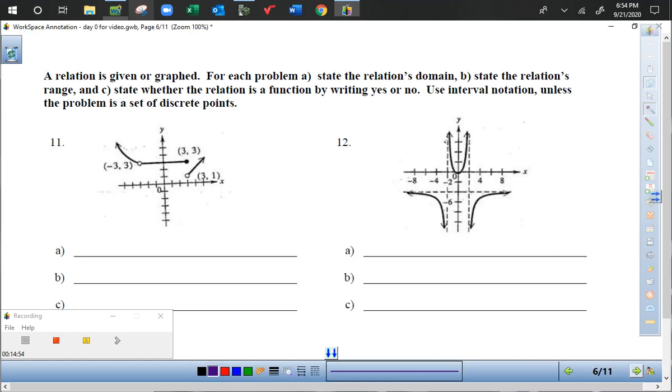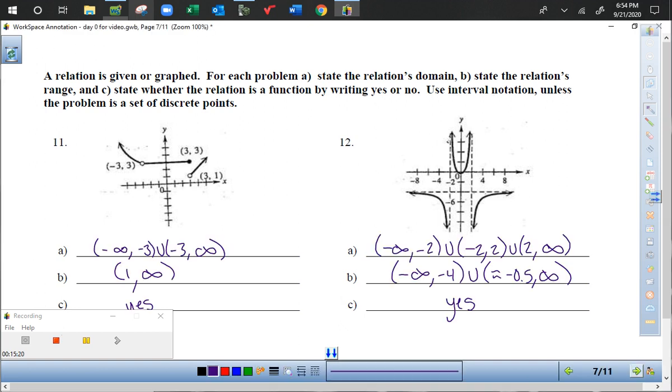The next 2 problems are probably the hardest parts on this practice worksheet, but I do want to have you pause the video here and see what you can do, because if you can handle these two problems, then you shouldn't have any difficulty at all with your homework. Alright, let's take a look here.